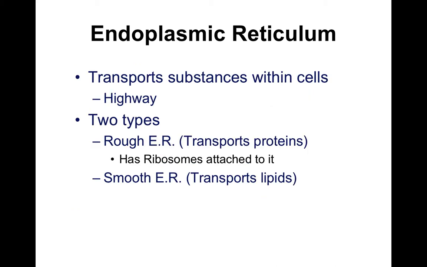Endoplasmic reticulum. I don't have a picture of it right here. I can go back and show you one in a second. There are two types: the rough and the smooth. The main purpose of it is the highway. And sometimes it's just known as the ER. The reason why the rough is rough is because it has those ribosomes attached to it. And because it has those ribosomes and ribosomes make proteins, rough ER transports proteins. Smooth ER, though, transports lipids throughout the cell.